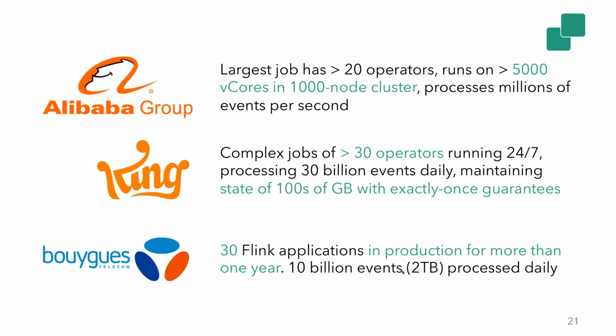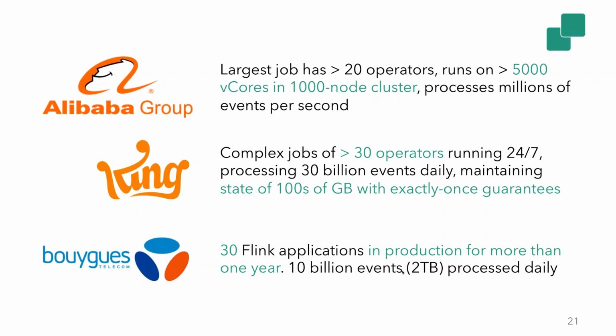King is a company that develops mobile games, including Candy Crush games. So here, what is very interesting is the scale, not in terms of number of nodes, but in terms of state that is being kept. King has developed a system, they call it RBea, where they give access to stream processing internally to their data scientists. That is powered internally by Flink. And there they have jobs that are maintaining hundreds of gigabytes of state 24/7 with exactly-once guarantees.